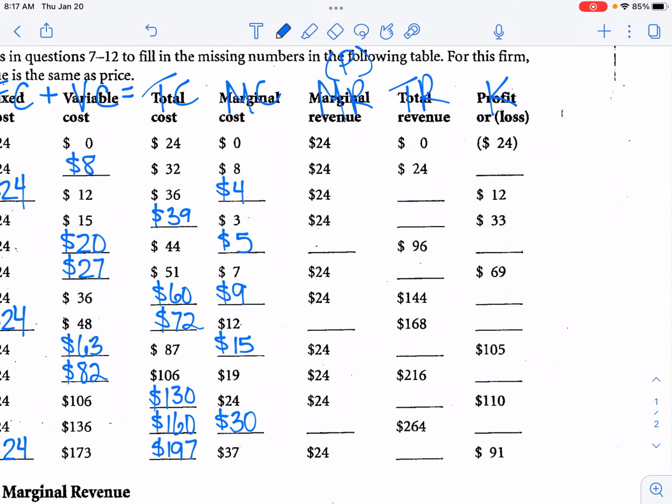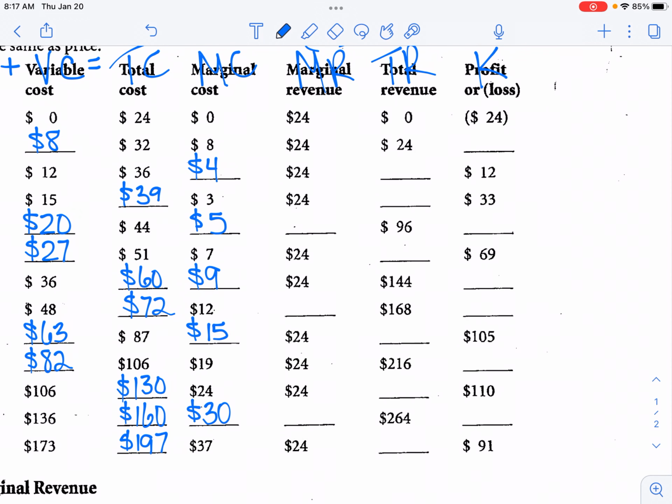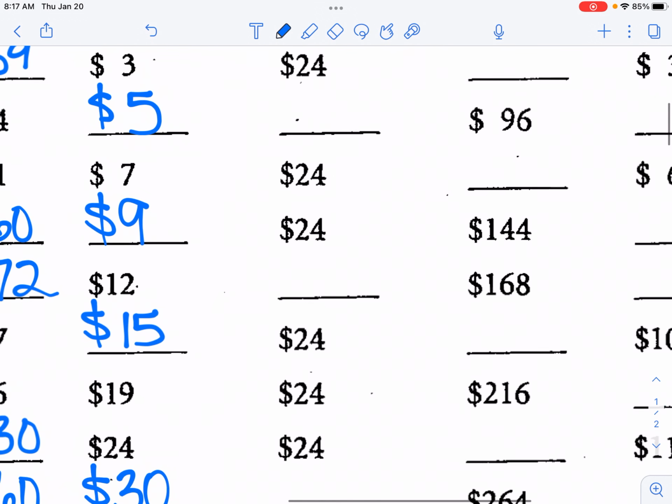Marginal revenue, when we look at the marginal revenue column, each marginal revenue is the price, so we should be looking at $24 throughout the entire column.